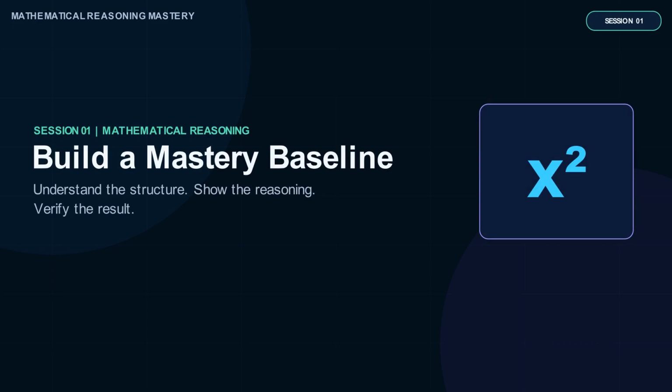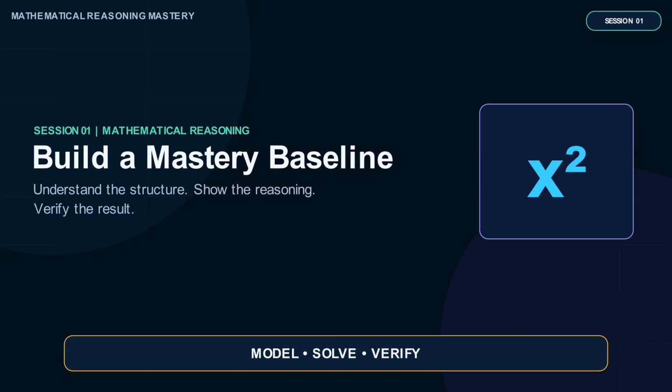Welcome to Session 1. Build a Mastery Baseline. This lesson develops mathematical reasoning that stays reliable when a problem looks unfamiliar. You will learn to classify errors by cause, to turn a mistake into a specific correction, and to schedule retrieval-based review. These are connected habits, not isolated tricks.